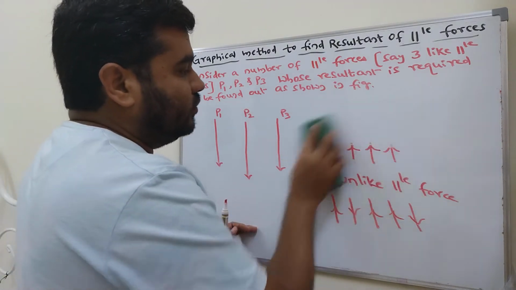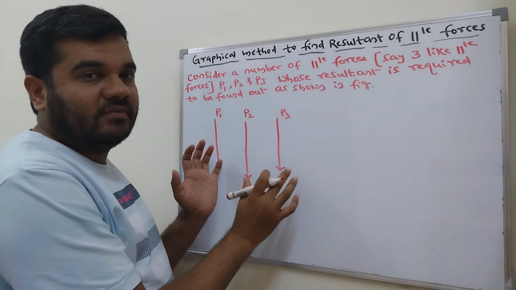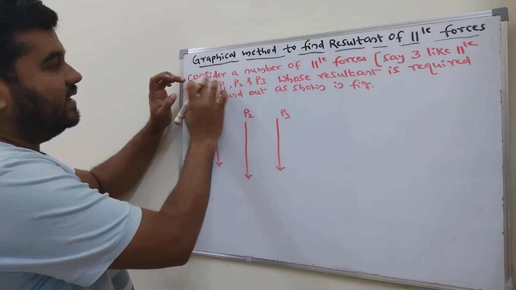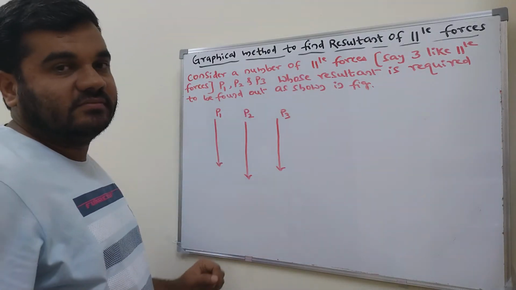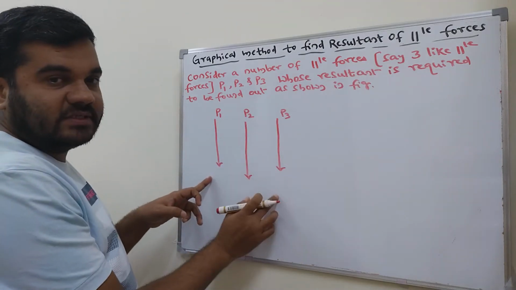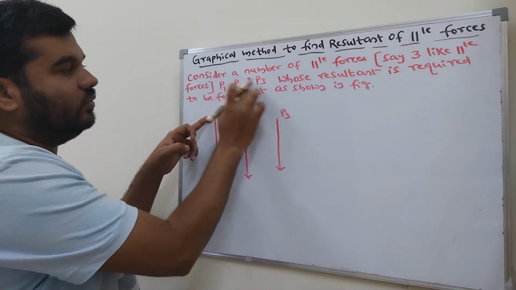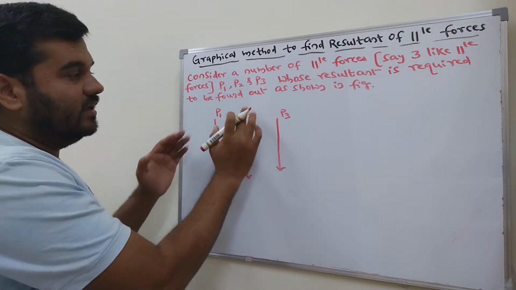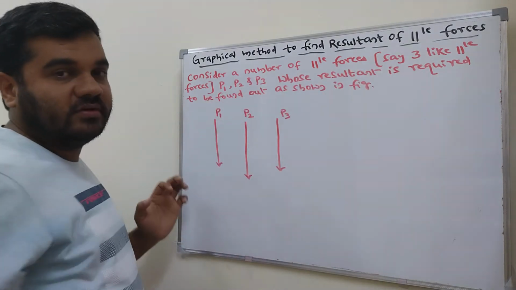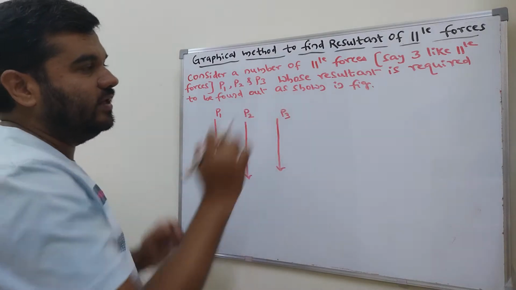Okay. So today we will discuss how to find the resultant of n number of parallel forces by using the graphical method. Consider, say, three like parallel forces. They are like forces, which means their directions are the same: P1, P2 and P3. Three parallel like forces are there, whose resultant is required to be found, as shown in the figure.